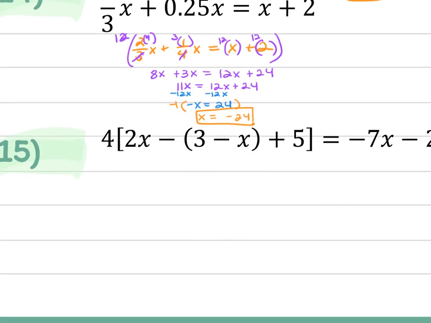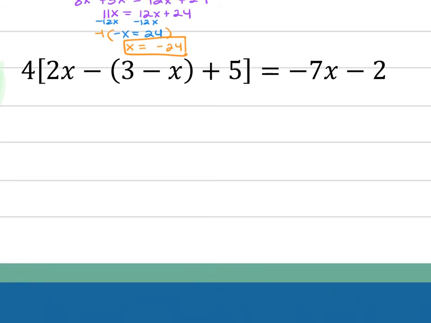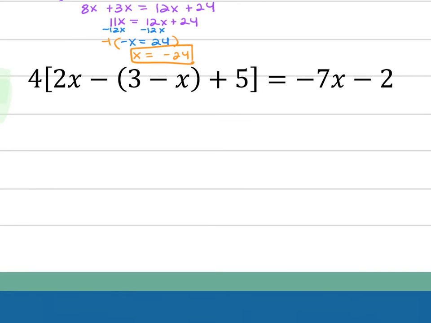All right, now 15 just has your parentheses and brackets. So we're distributing right here, okay? We want to start innermost parentheses first. So that 4 is going to stay on the front. The bracket's going to stay there. The 2x is going to stay there. This negative is going to get distributed to the 3 and to the x. So minus 3 plus x plus 5 stays as is, equals negative 7x minus 2.